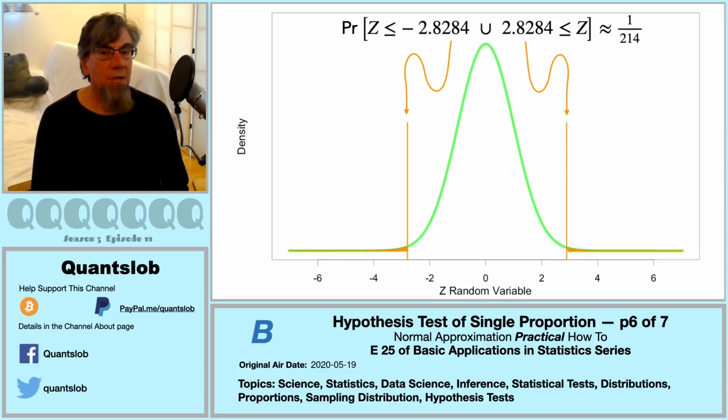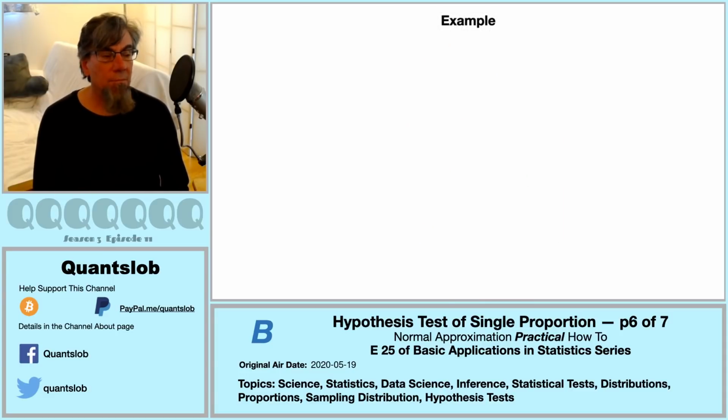Our p-value is the area of our normal PDF that corresponds to the combined regions here in the two thin gold regions here in the tails. This is a rather small number, about 1 in 215, something like that. So while we're at it, let's run through another very different looking example.